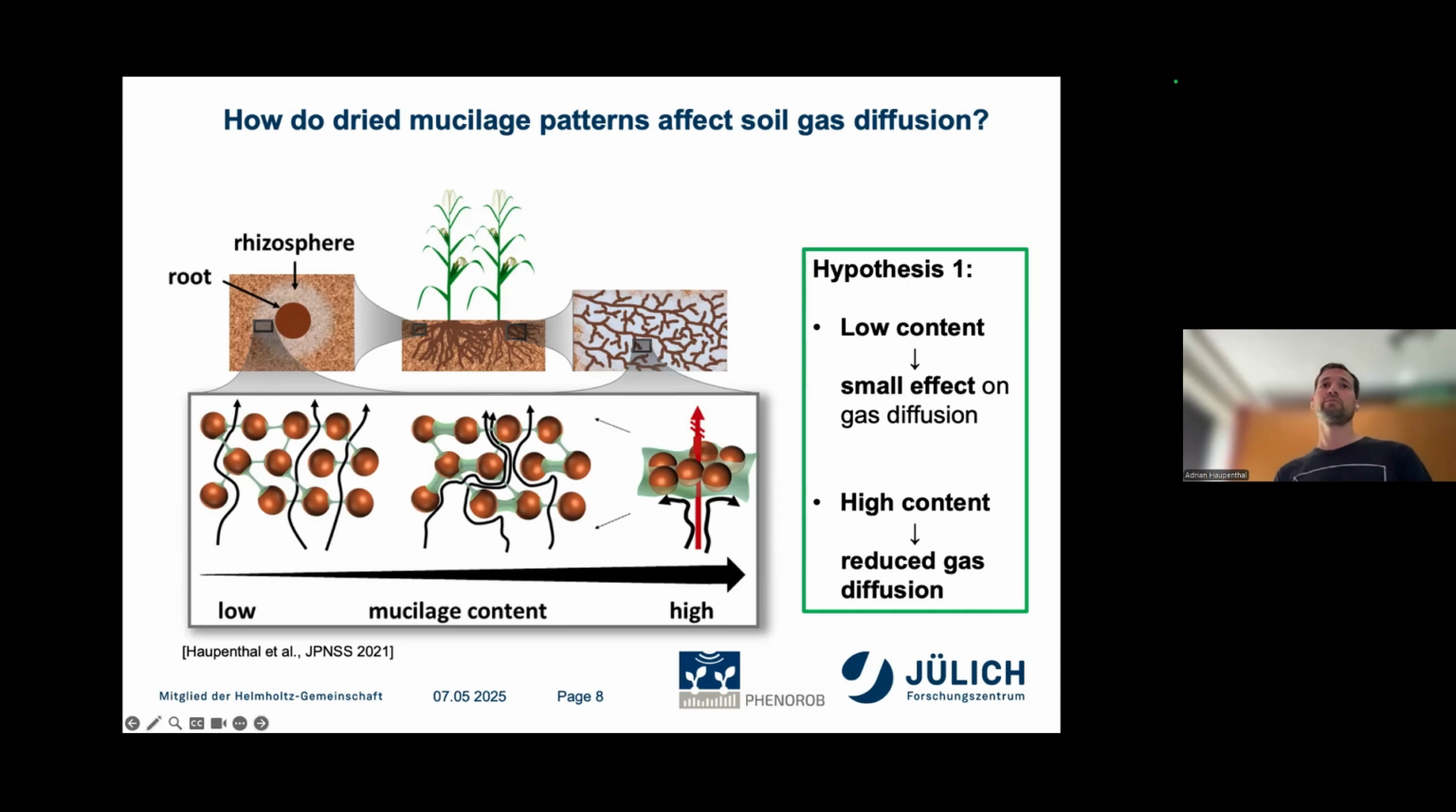With increasing mucilage content, larger structures emerge. We have cylindrical structures between the soil particles, which can now clog the pores, increasing the diffusion pathways and thereby reducing the gas diffusion. At high mucilage contents, we expect these structures to be interconnected, span multiple pores, and have a significant impact on soil gas diffusion.